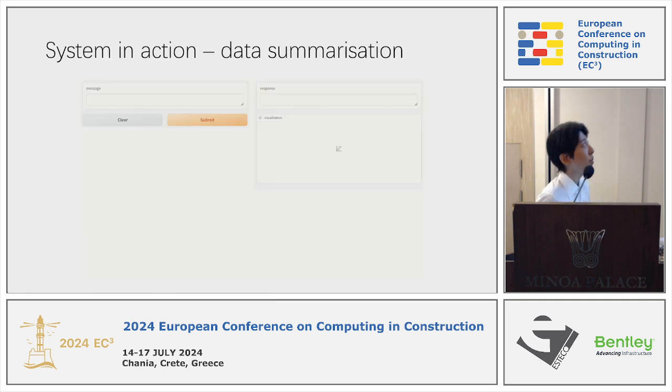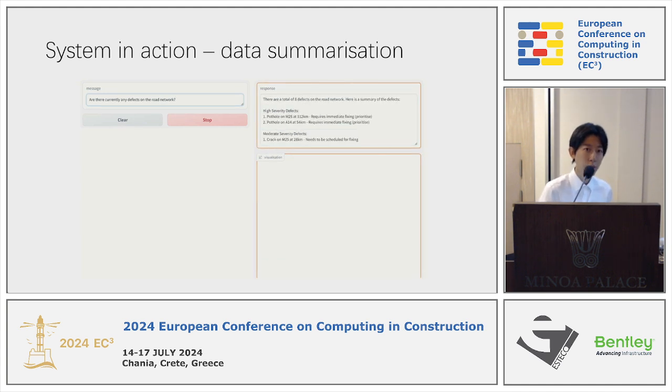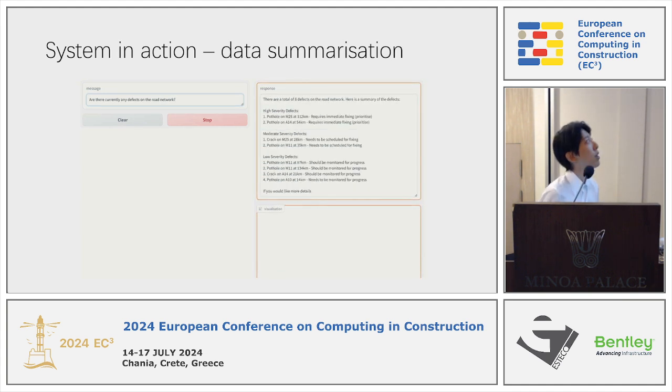Here is the system performing the second task, which is data summarization. So the user is asking for the defect information within the digital twin, and you can see on the right-hand side, the system is able to generate a natural language summary of the defect information and attach the relevant information that it thinks the user might need in the case of this request.